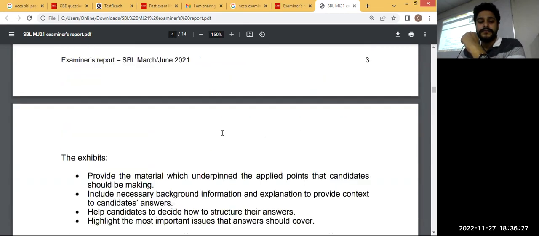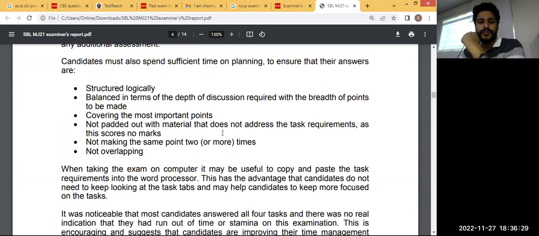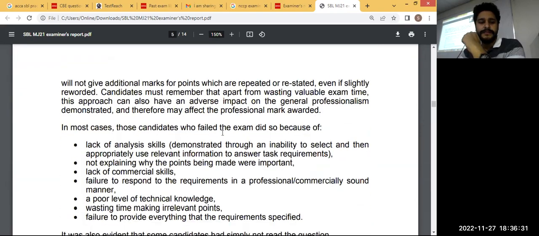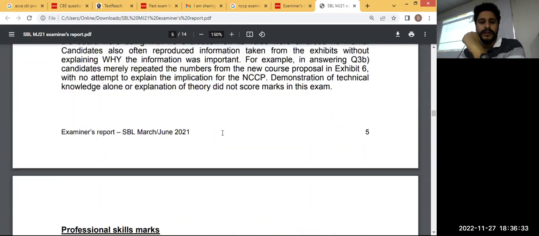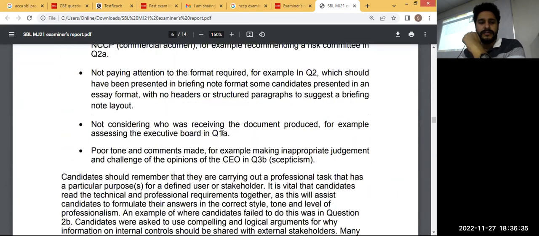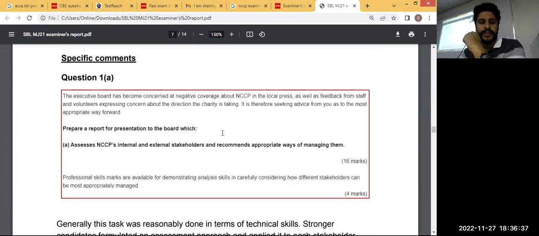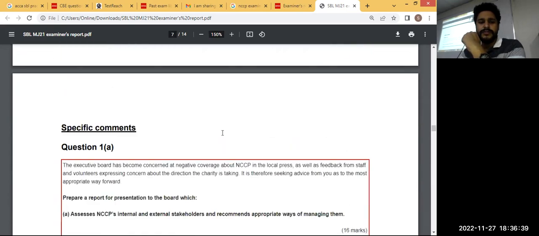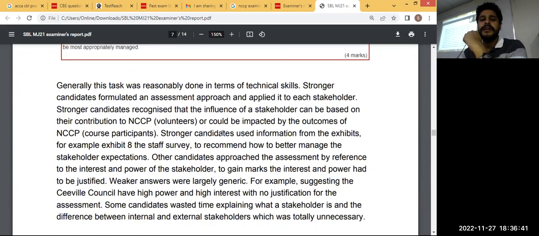Now, actually, I just want to go through the part A answer so that we can start with the specific comment. Now this is question number 1A. Generally the task was reasonably done in terms of technical skills. Stronger candidates formulated an assessment approach and applied it to each stakeholder.